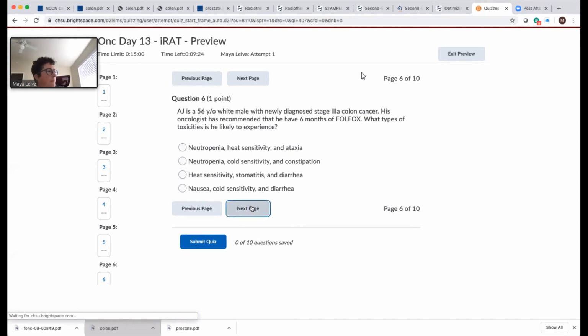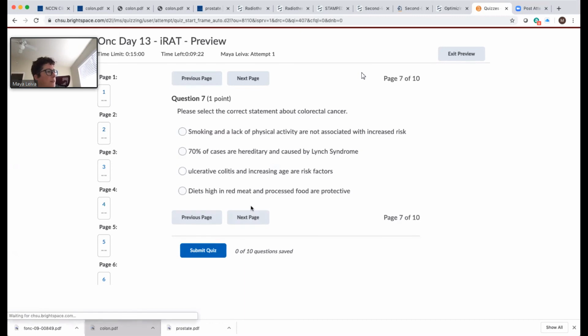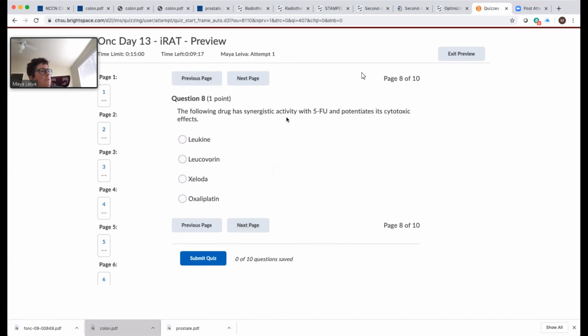Awesome. Good job. All right. I think we only have one or two more, maybe not. Yes. The following drug has synergistic activity with 5-FU and potentiates its cytotoxic effects.